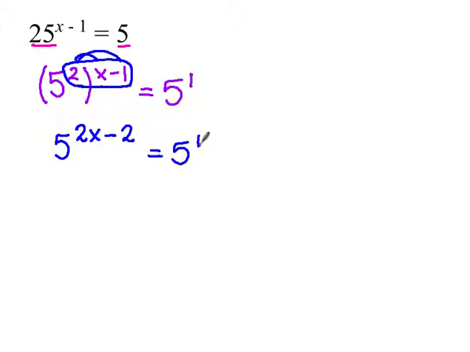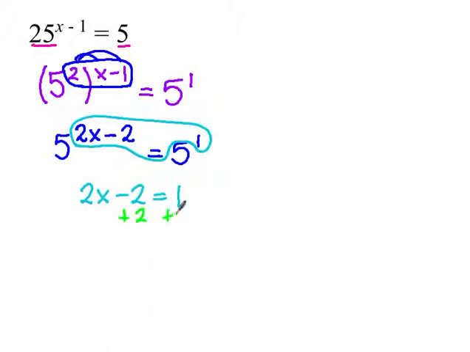So now this is just like the other problems. What I need to do now is I need to set the exponents equal. So I've got 2x minus 2 equals 1. Basically, you get rid of the 5's, okay, if you haven't figured that out. So how do I solve that? Add 2 to both sides. Very good. So I end up getting 2x to equal 3. What do I do now? Divide by 2. So x equals 3 halves. There you go.